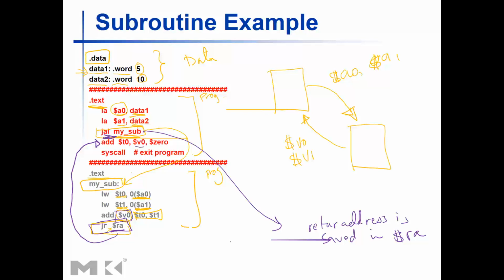Now I'm adding 0 to V0 and saving it to T0. The whole program adds the values of data 1 and data 2 and saves the result into T0. But notice the mechanism of the jumps here: jump and link, and jump on register RA. Register RA is a special register used for subroutines. So this is the skeleton for a subroutine call.